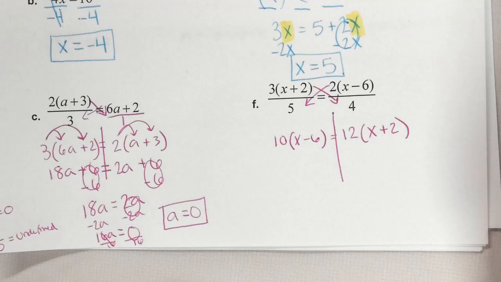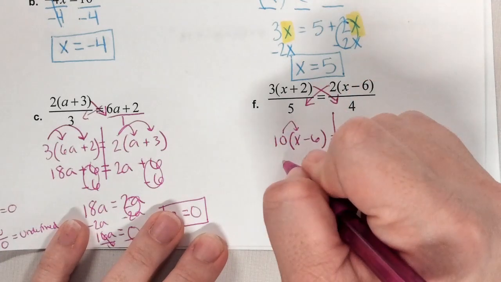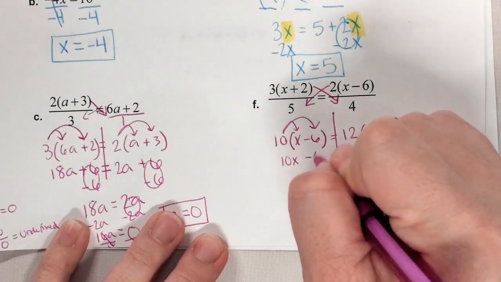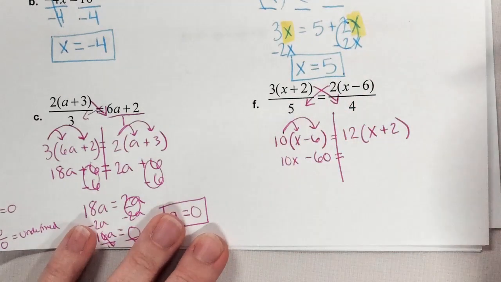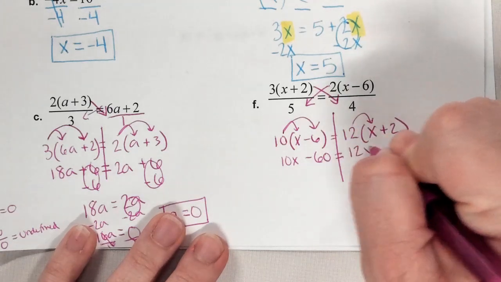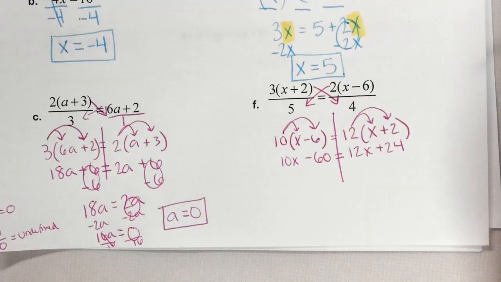Now what? Do you multiply? Distribute. Yeah, we're going to multiply. 10 times x is 10x. 10 times negative 6 is negative 60. 12 times x is 12x. 12 times 2 is 24. Now what?